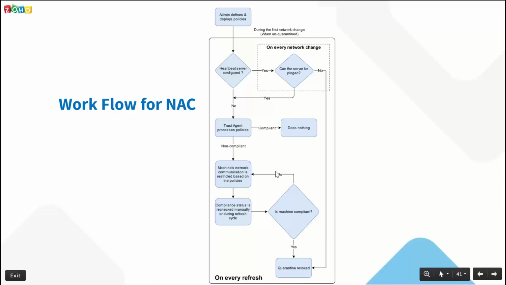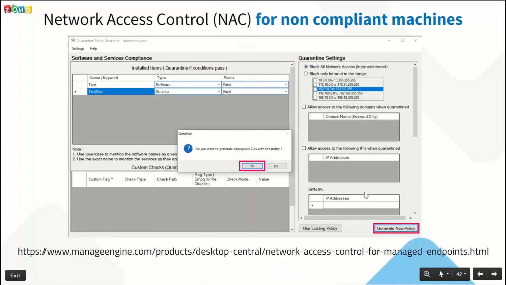Once you solve them, you can check the compliance status again manually, or the compliance status is checked by default on every refresh cycle. The quarantine is revoked if the machine achieves compliance or if the agent is uninstalled and cannot be pinged. So this is the workflow of the network access control modules. And this is how the quarantine policy generator looks.